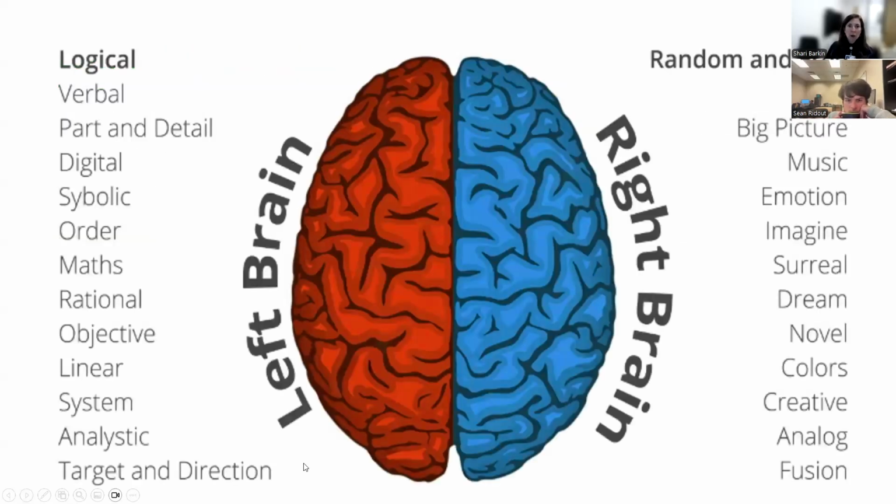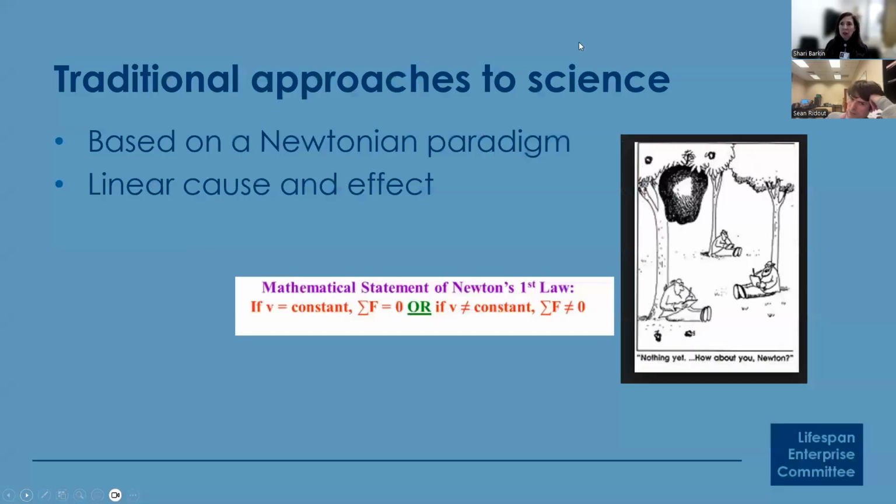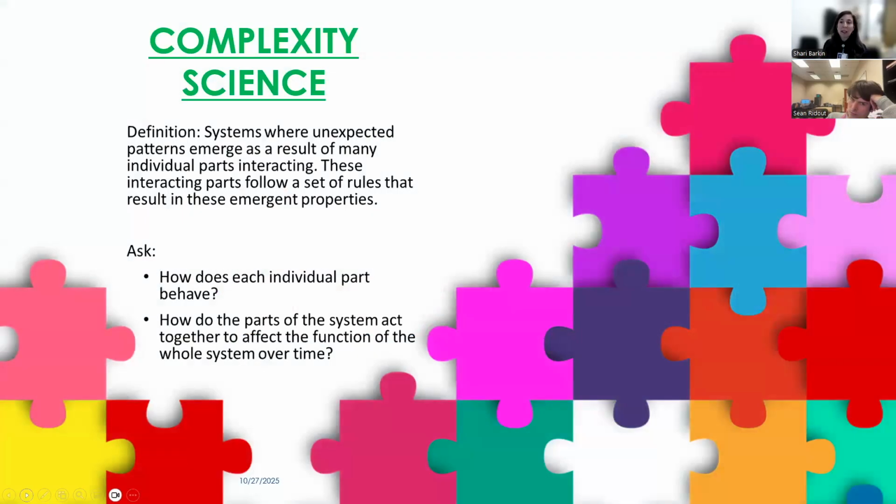So we know as we are solving problems that we are left-brained and right-brained. And often the left brain, being sort of linear and rational and objective, is really different than what we see when we are trying to zoom out and solve problems in new ways. A traditional way for us to solve problems is based on Newtonian paradigms. There's a linear cause and effect. It's a very specific mathematical model. We've all used this in solving problems. But in complexity science, we're looking at systems where unexpected patterns emerge as a result of many individual parts interacting. The interacting parts follow a set of rules that result in emergent properties.